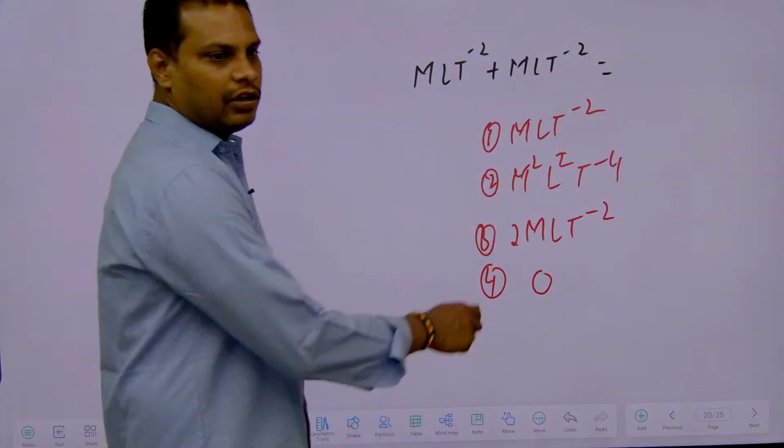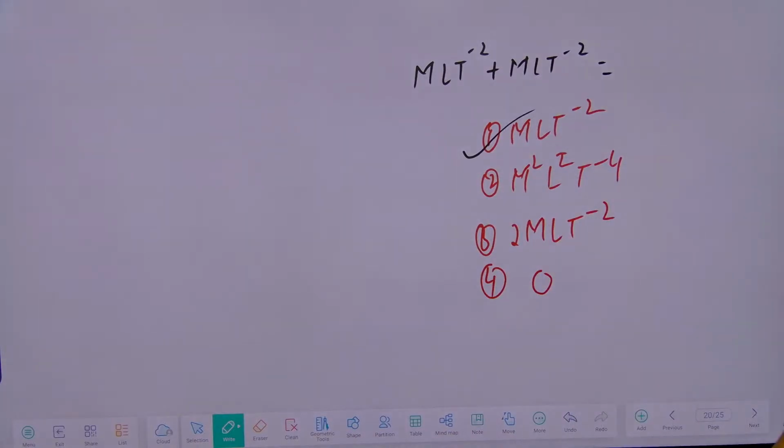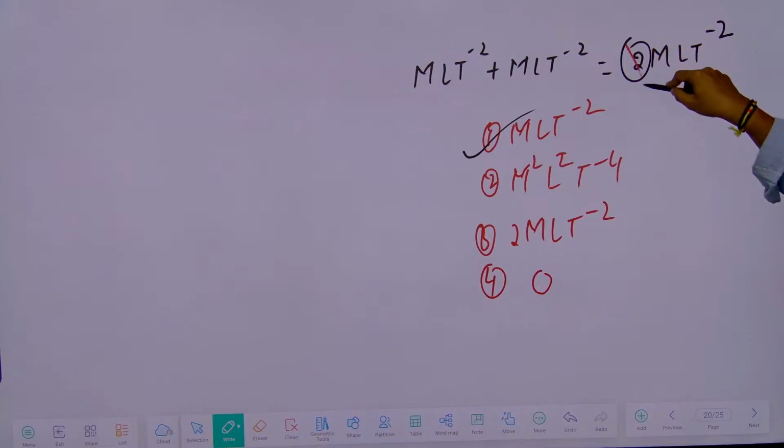First option only, right? Because if you add the same dimensional formula to the same dimensional formula, again you will get the same dimensional formula. You may think it is 2 MLT power of -2, but 2 is a constant. For a constant there is no dimensional formula. Did you get it? Are you clear up to here?